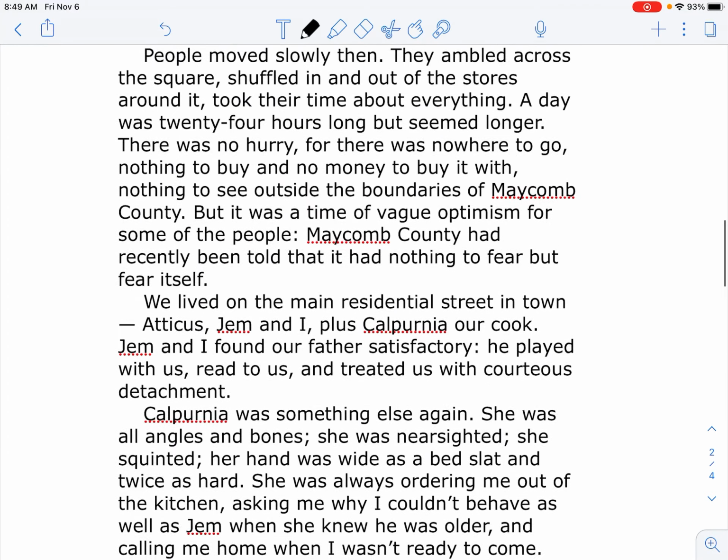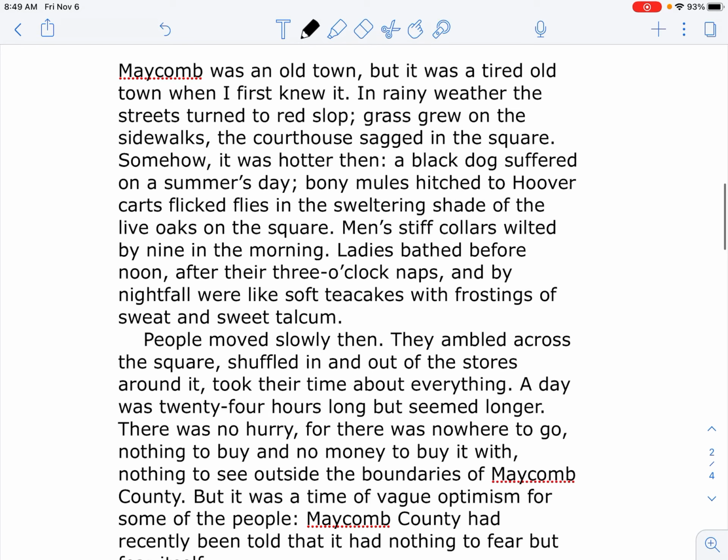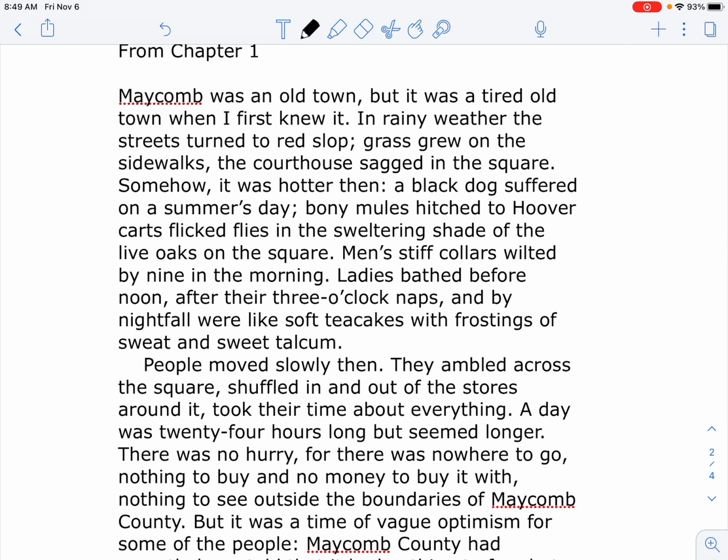So my step 1 is going to be to go back and do a rereading, and I'm going to highlight this time, of things that I notice as I'm reading through, and I'm going to annotate in the margins.